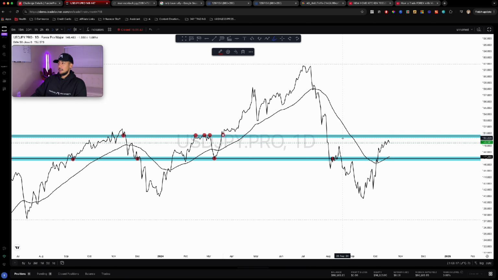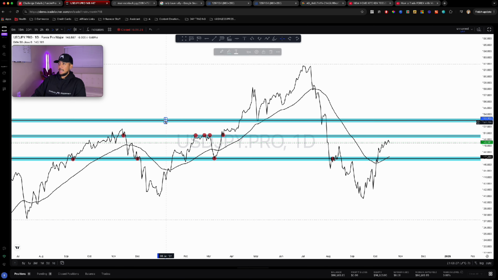And so now I want to find another area of interest above for the breakout. So if price breaks to the upside, we want to look for a take profit area. So I'm going to go ahead and mark this area right here, and we have 1 and we have 2.